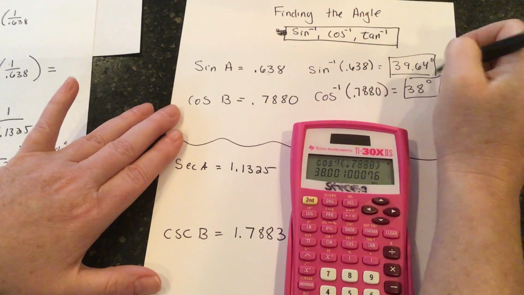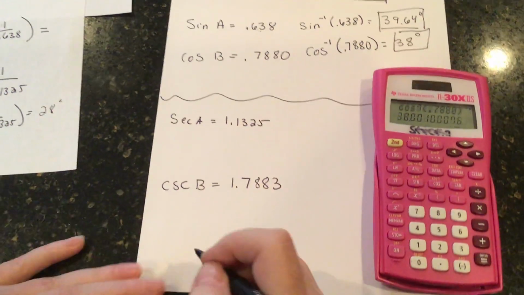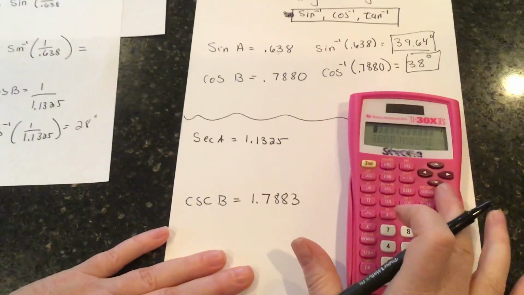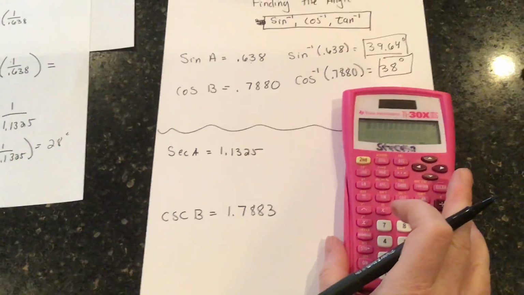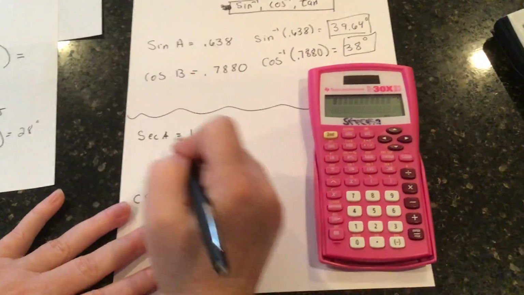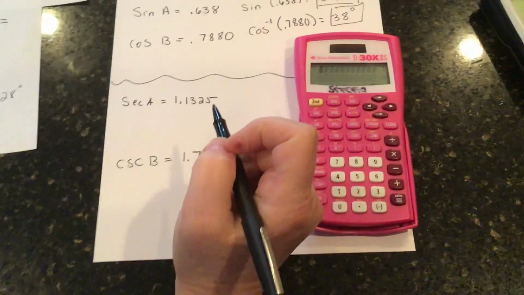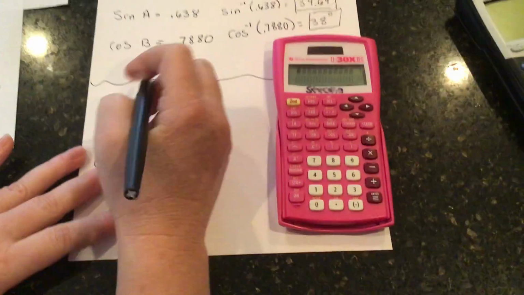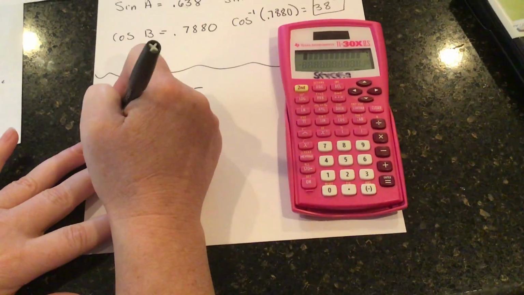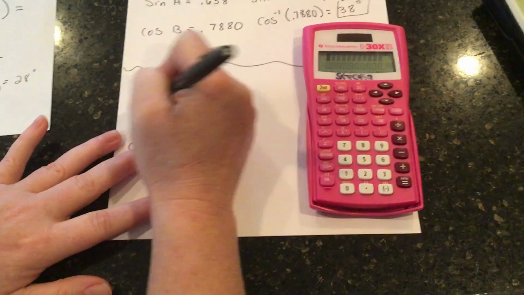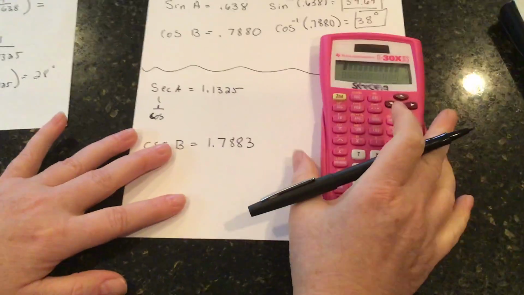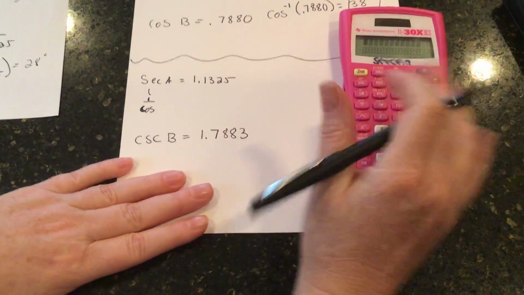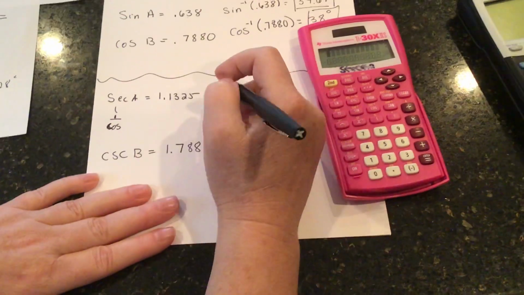The harder of these are when we use the secant, cosecant, and cotangent. That's a little bit more confusing. So here we want to say what angle gives us a secant of 1.138. So once again, secant is the same thing as 1 over cosine. So how we want to do this is we're going to kind of flip things around.